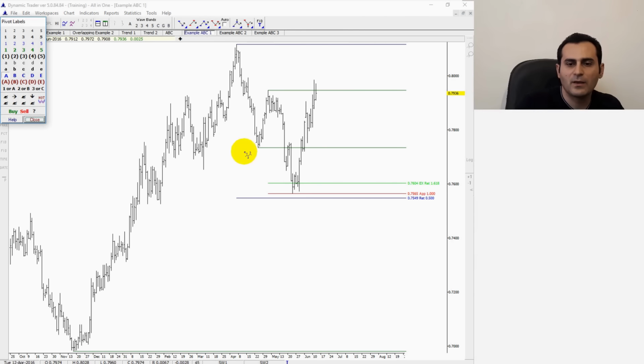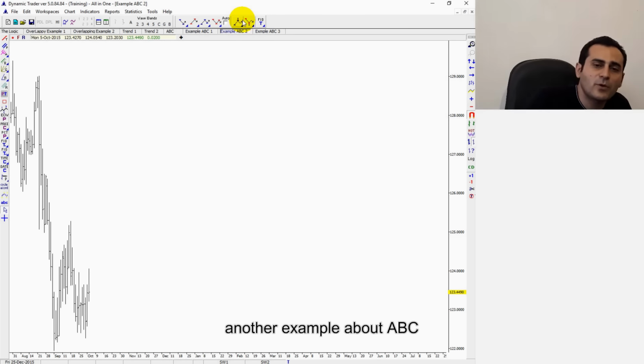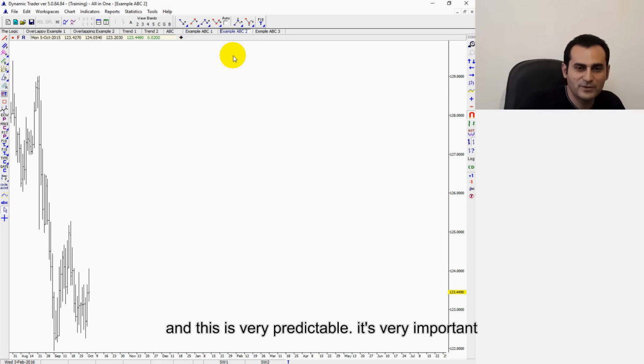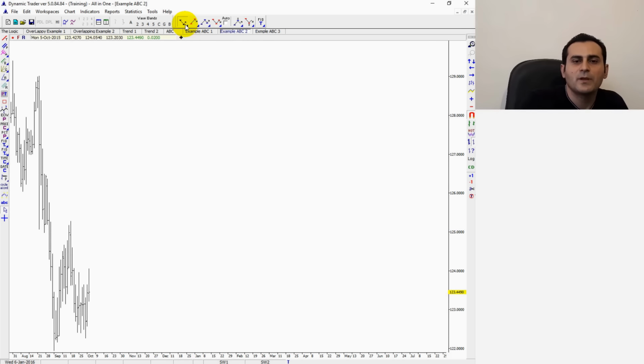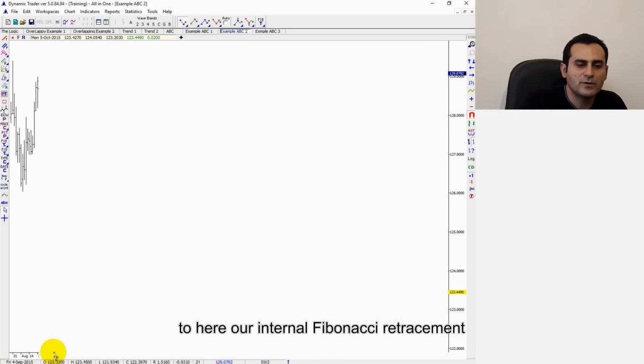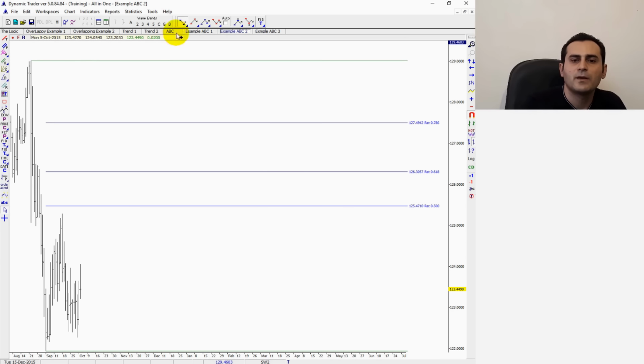This is A, B, C. Okay? Another example about ABC, because it's very important and it's very awesome for you if you want to make money in this market. And it's very predictable. It's very important. Okay. As our routine, I draw here to here our internal Fibonacci retracement. Then APP.